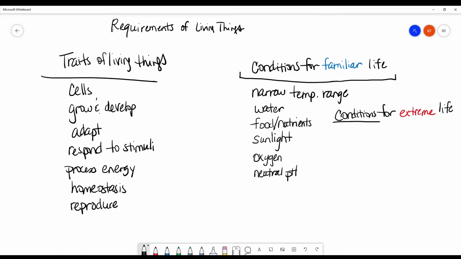So take 1 minute and jot down, you can think about life, things that are living on other planets or something. Think about conditions for extreme life. Take 1 minute and jot down what extremophiles might need. Actually, just take 30 seconds because we don't know that much about extreme life. I don't. Maybe you guys do. Then in that case, your list will be written pretty fast. Like 10 more seconds.